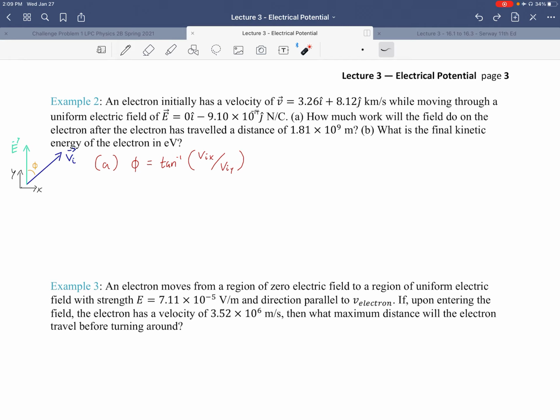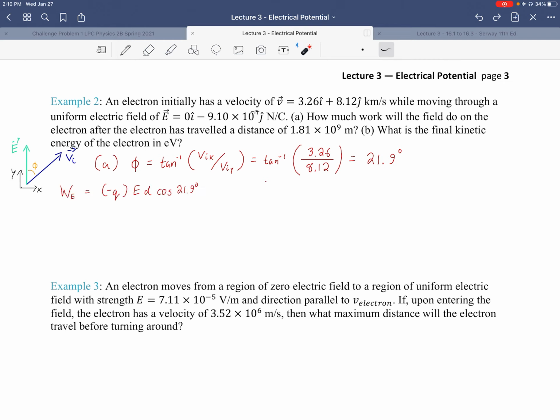And if I want to find the angle between my electric field and my velocity vector, then I can find that angle pretty easily by just considering the components of velocity, like so. And in fact, in that case, the opposite with tangent is the x component, and the adjacent is the y component. So then I can find my angle phi, and it ends up being 21.9 degrees.